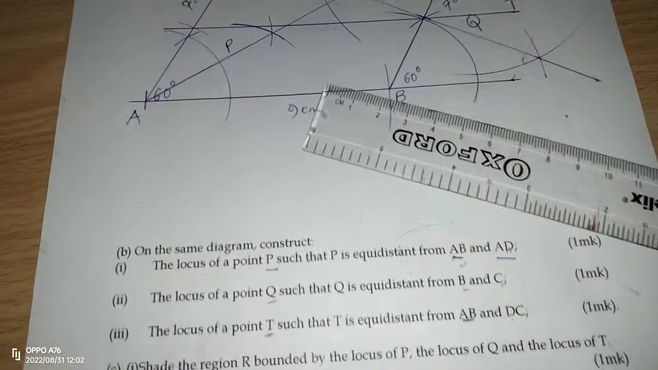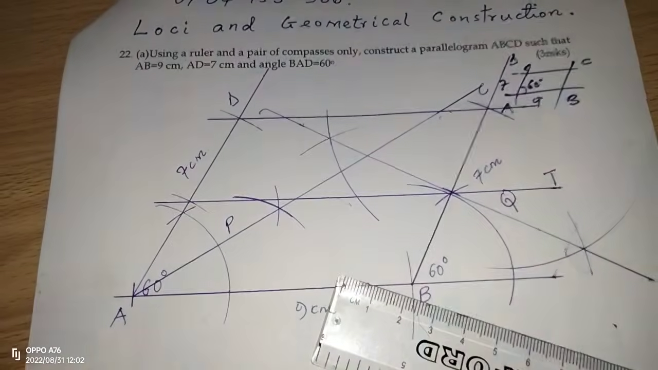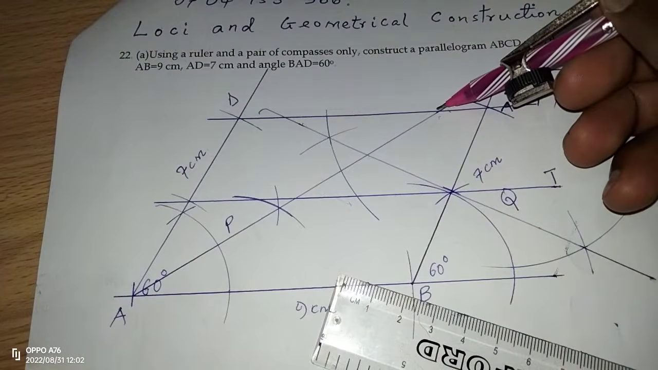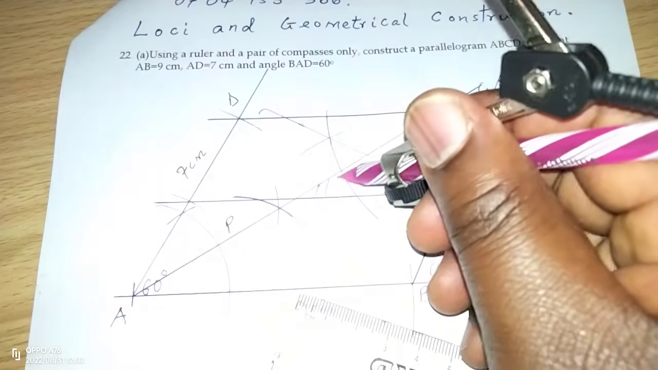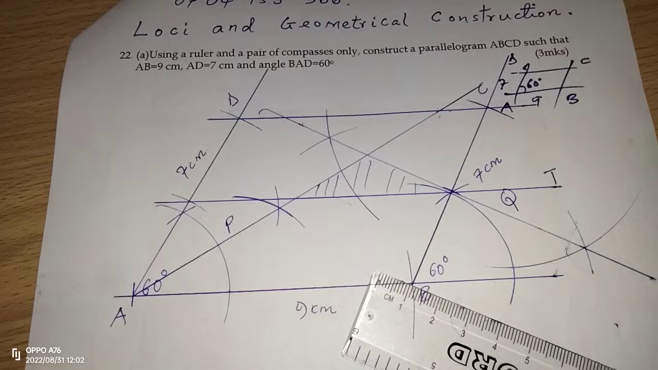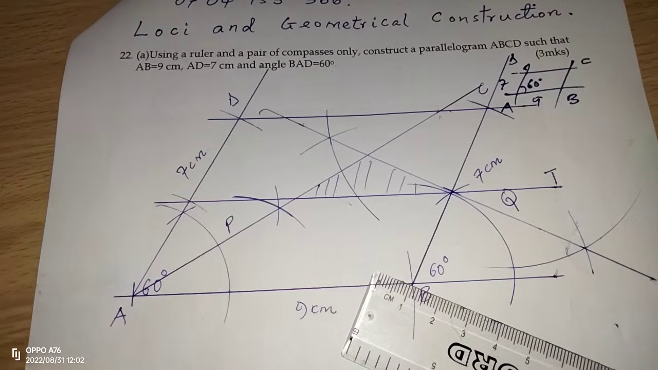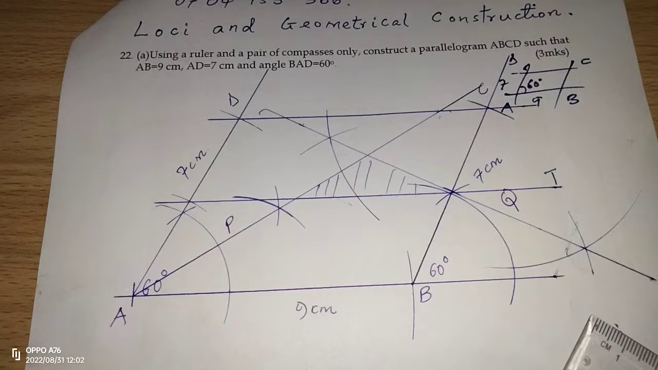Finally, we are told to shade the region bounded by the locus of P, Q, and T. So P, Q, and T, they are making a common area here, which is being bounded. And finally, we determine its area. Therefore, to get area of this common region, because we can see it is a triangle, we can use the simple methods of getting area of a triangle.